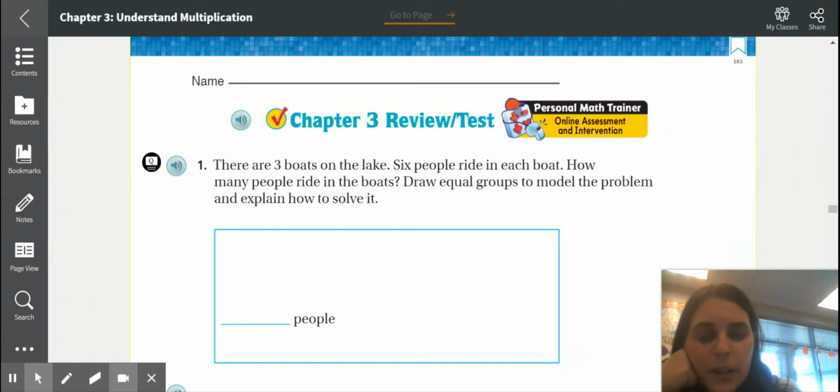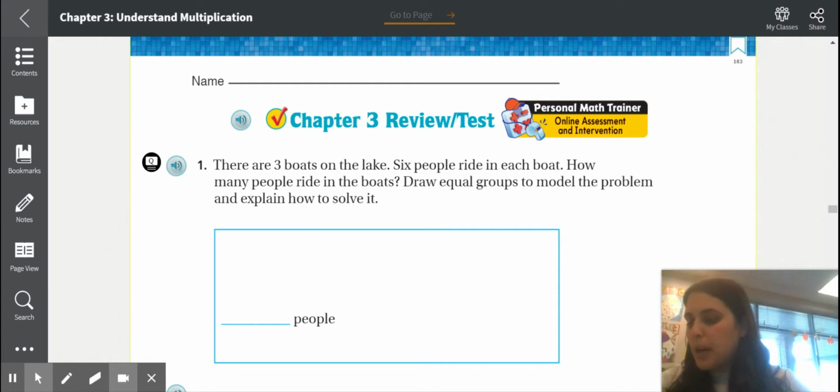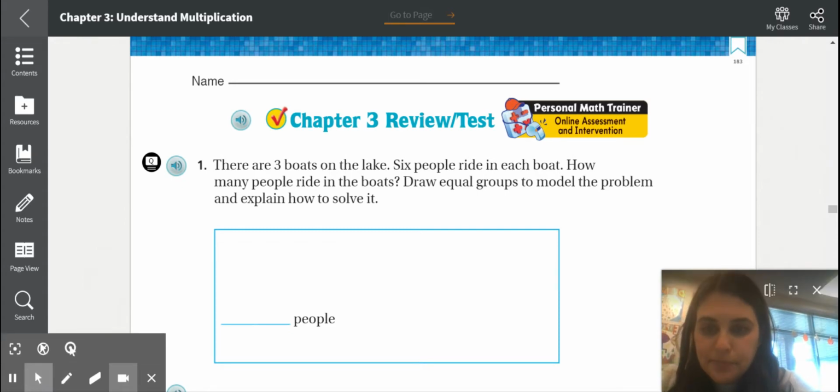Third grade. Well, let's get started on chapter 3 review. We're going to review today, which means that we'll take our chapter 3 math test on Monday. So open up to page 138 and we won't do all of these problems, we'll do some of them.